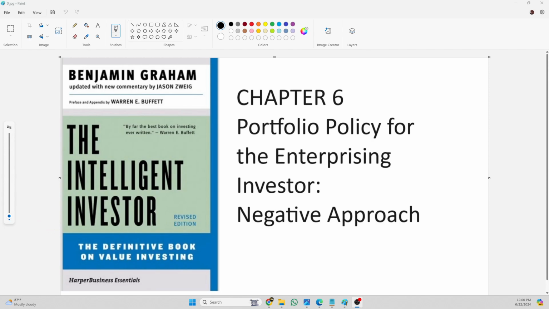So today's chapter is Chapter 6, Portfolio Policy for the Enterprising Investor, Negative Approach. And it's mostly about eliminating things that maybe people should be at least wary of, if not discount them from the possibility of buying them at all. I found this chapter to be very much in line with his book in 1940, Security Analysis.